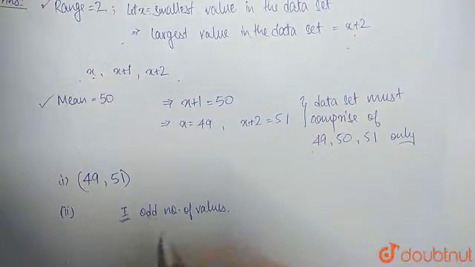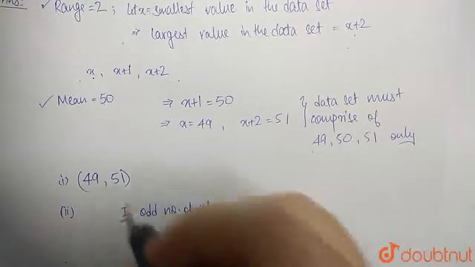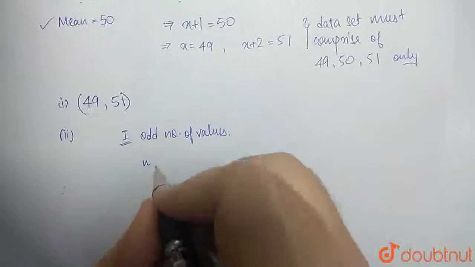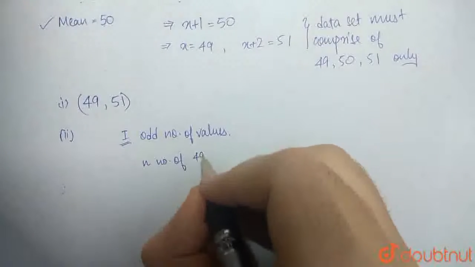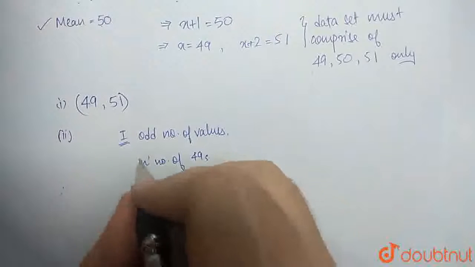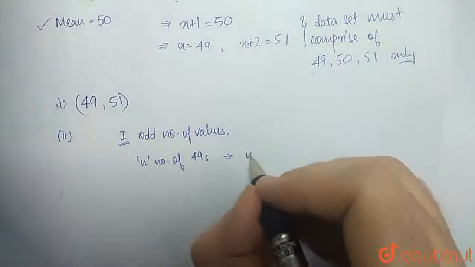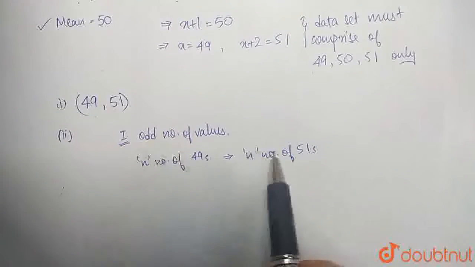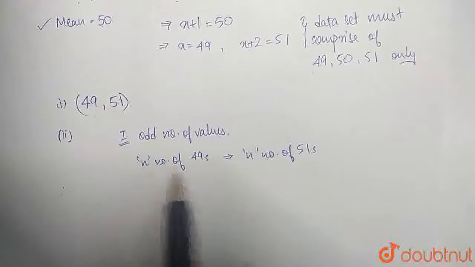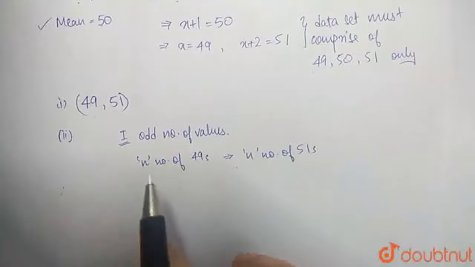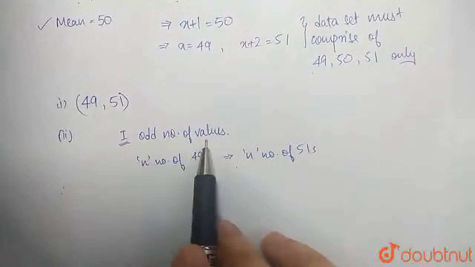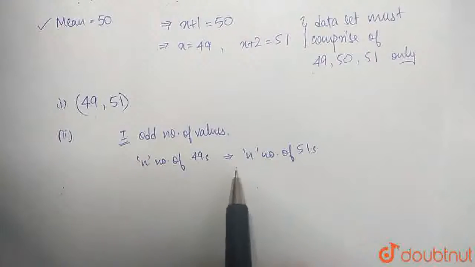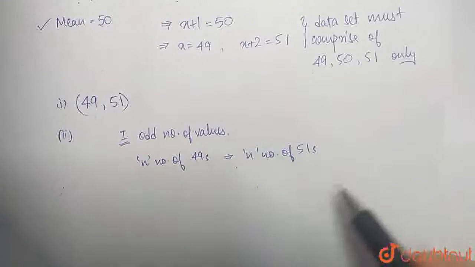So for there to be an odd number of values, suppose there are n number of 49s, n occurrences of 49 in the dataset, which means there must also be n number of 51s. So the total number of values must be at least equal to 2n. Now for there to be an odd number of values, there must be at least 2n plus 1. There must be one more value for it to be odd. That one extra value would be 50.